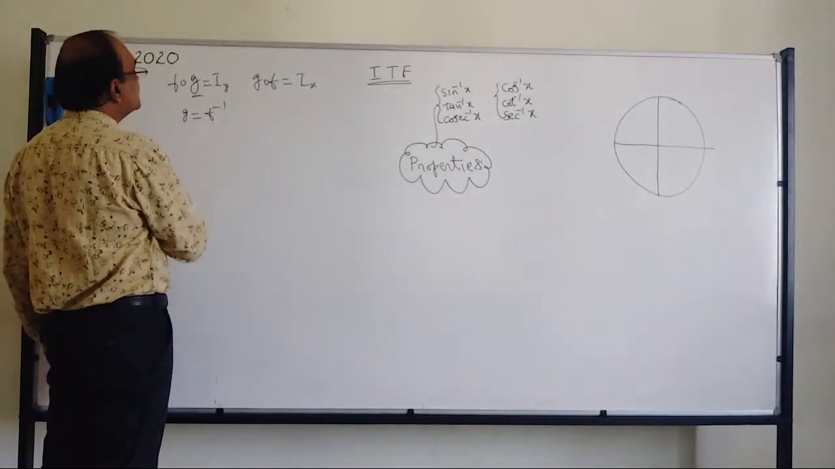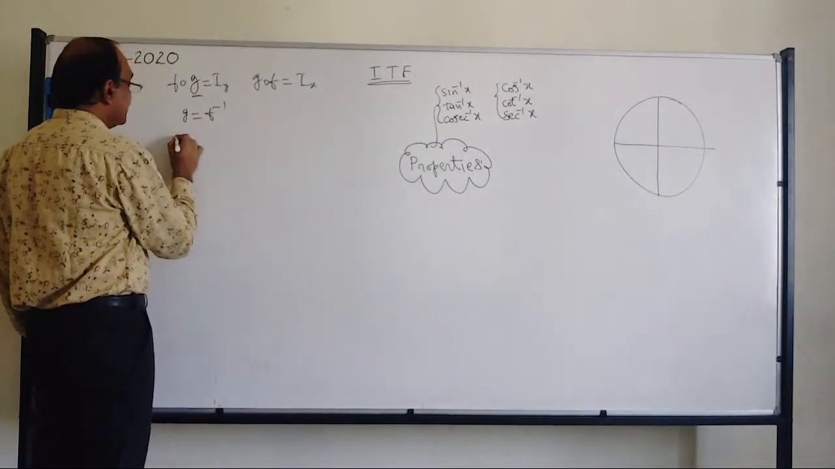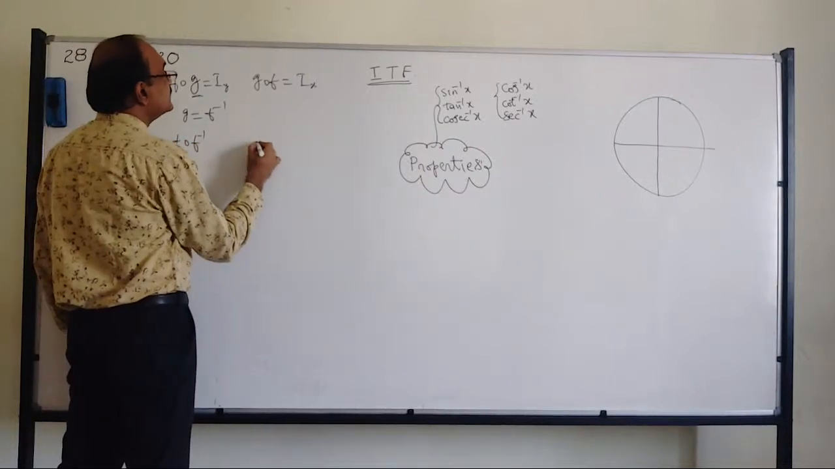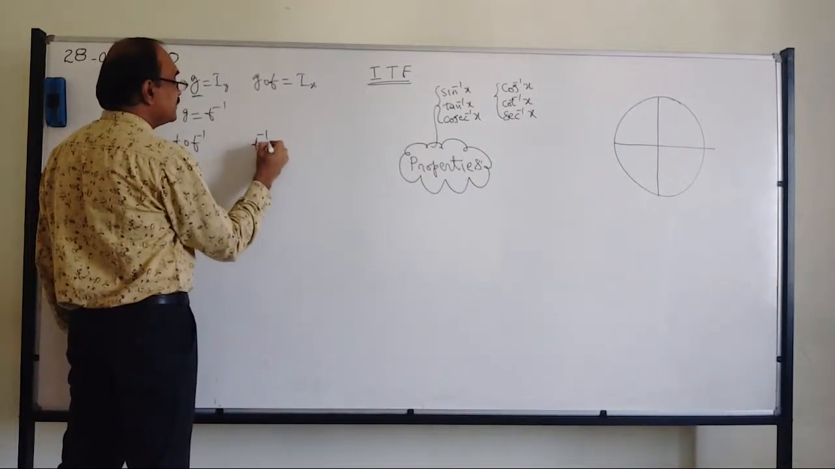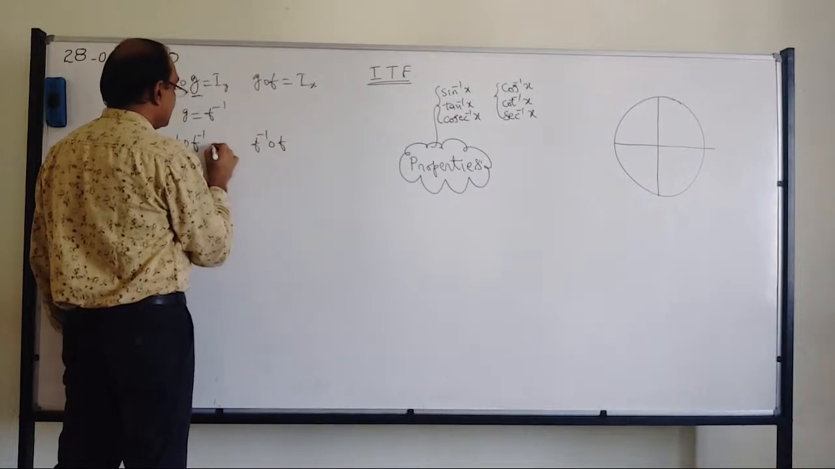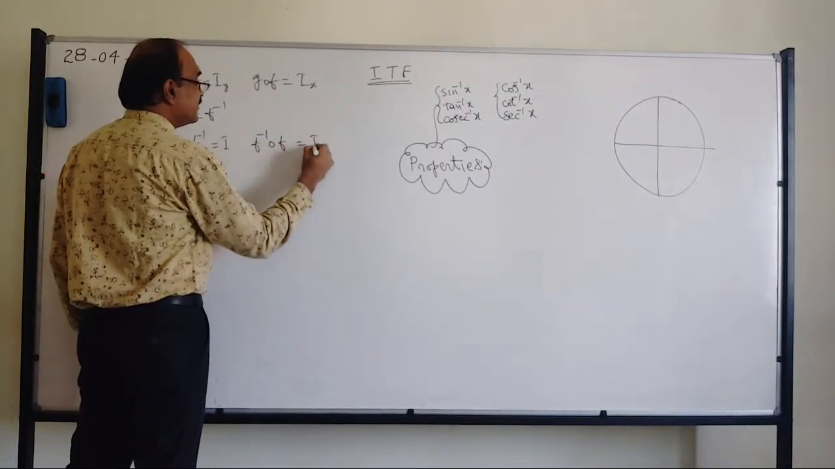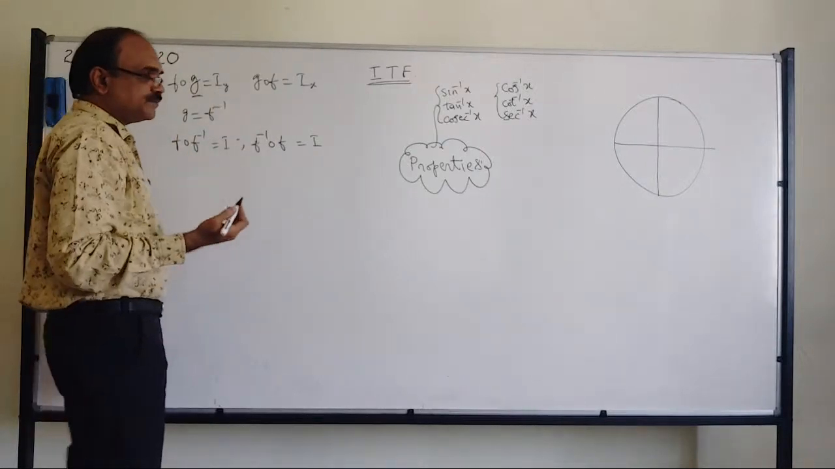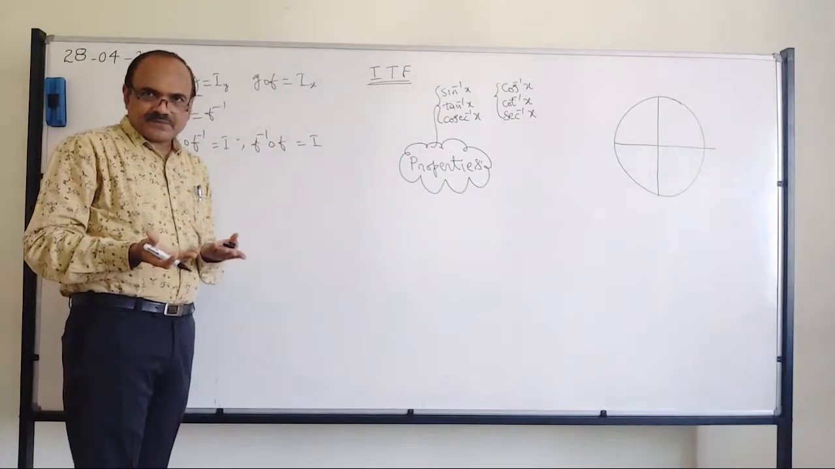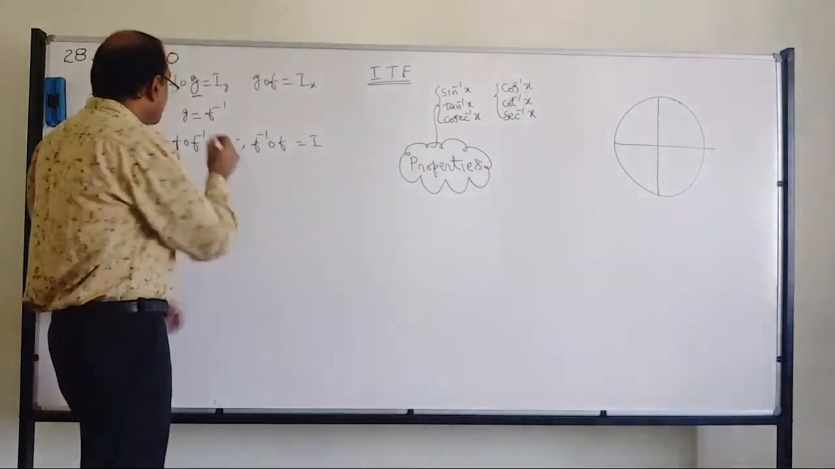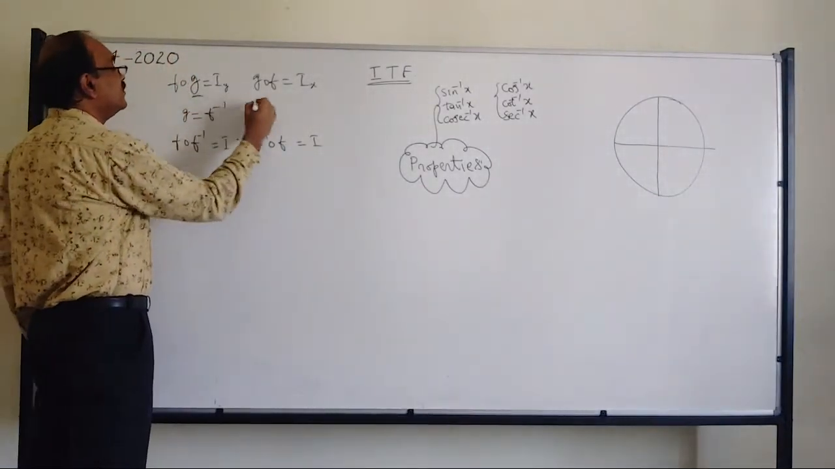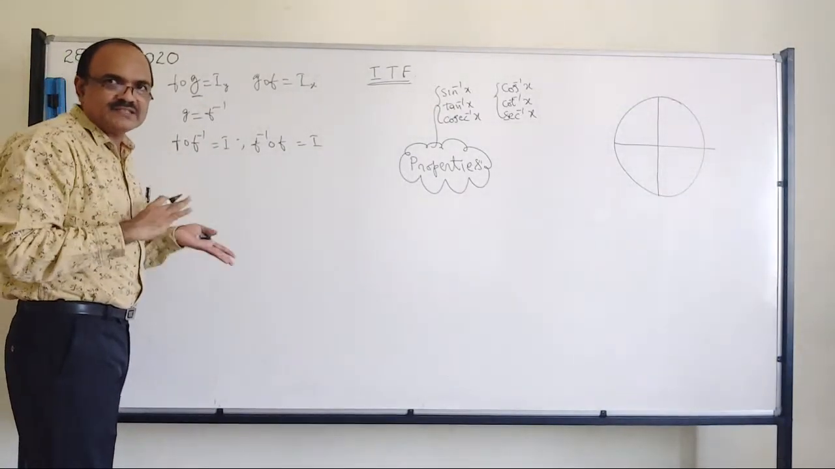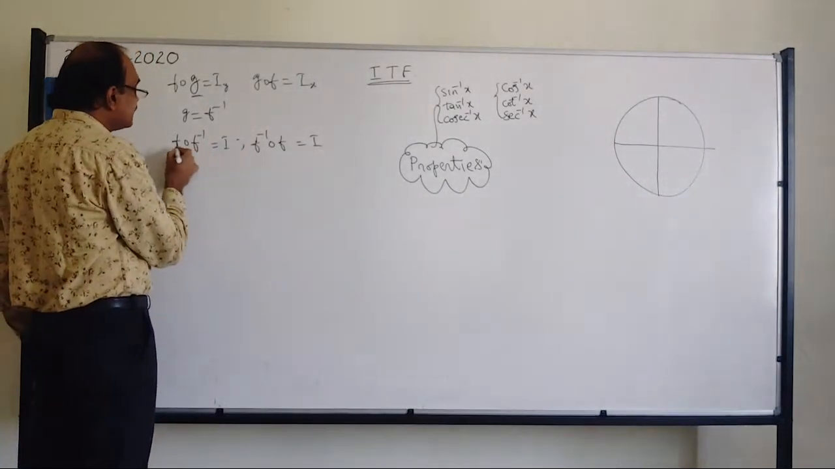Now I replace this g with f inverse. Then you will get f circle f inverse, and f inverse circle f. This is the identity function, this is the identity function, right? You also learned that for y and x we can put anything. For g of y you could have put f inverse of x, just changing the symbol. So here we will consider both.